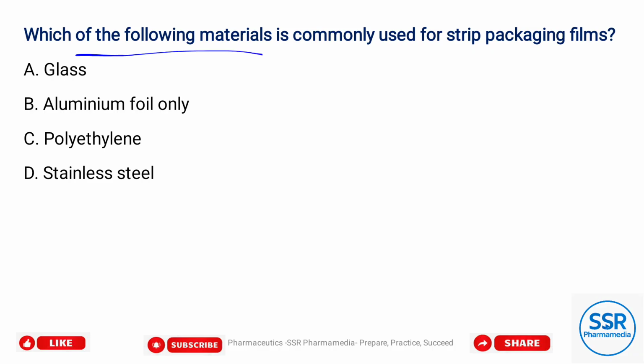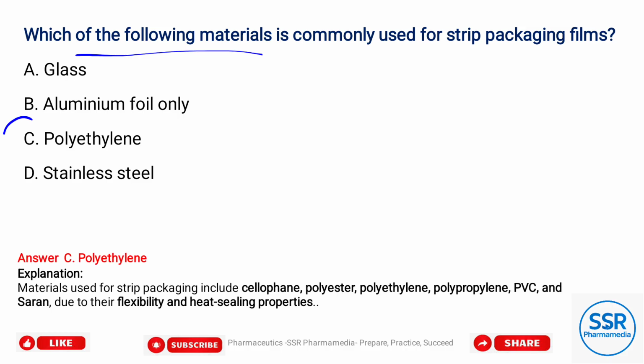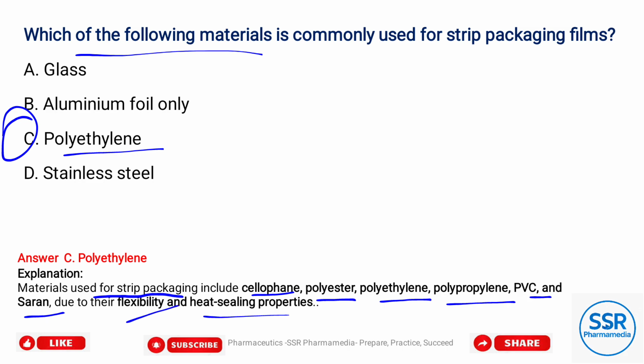Which of the following material is commonly used for strip packaging films? Option C, polyethylene. The materials used for strip packaging include cellophane, polyester, polyethylene, polypropylene, PVC and saran, due to their flexibility and heat sealing properties.